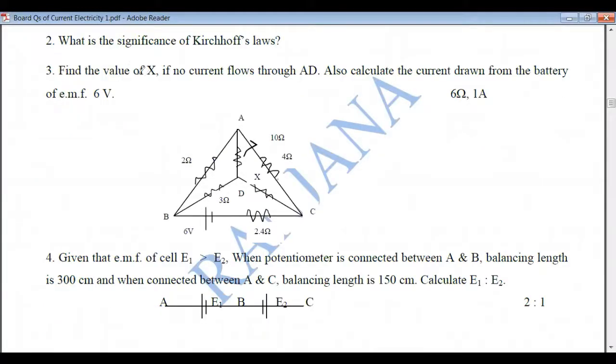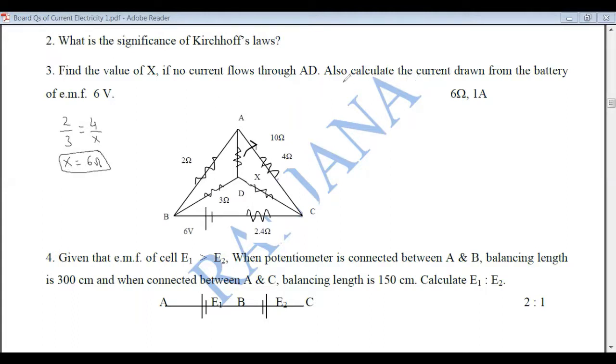Question number 3 is, find the value of X resistance if no current flows through the AD arm. Here, as no current is flowing through the AD arm, that is through this 10 ohm resistance, it is the balanced condition of the Wheatstone bridge. So P upon Q should be equal to R upon S, that is 2 upon 3 should be equal to 4 upon X. On simplifying, we get the unknown resistance X to be 6 ohms.